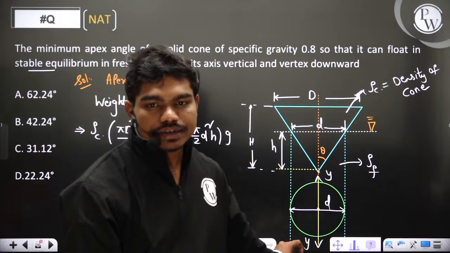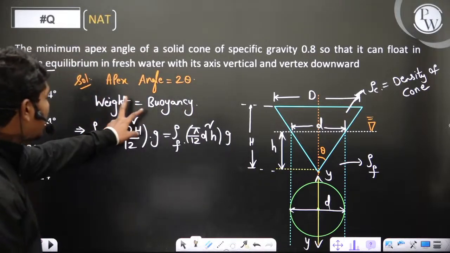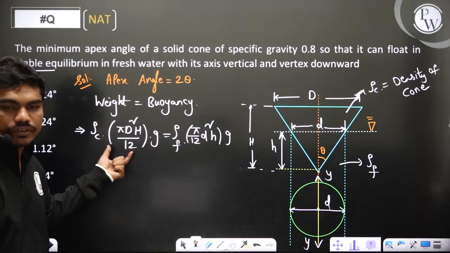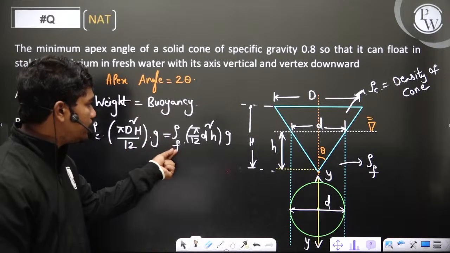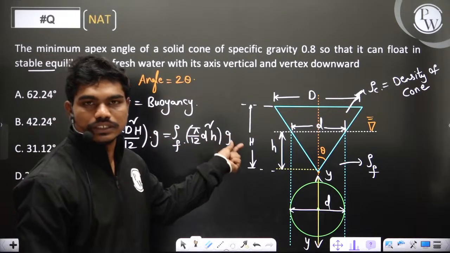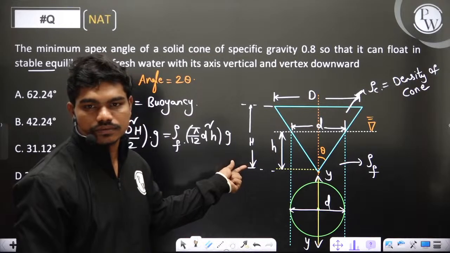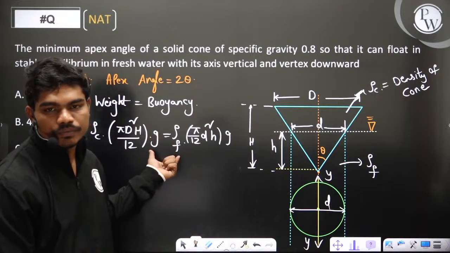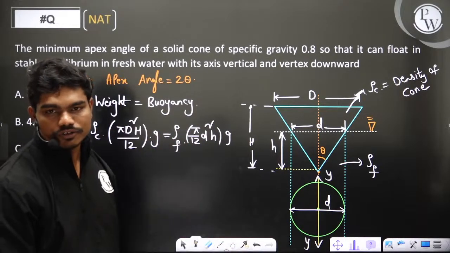Fine. Weight is rho g. Weight should actually balance the buoyancy. So weight of the cone, which is density of the cone multiplied by volume of the cone into g, should be equal to density of the fluid into pi by 12 d square h into g actually. Yes? Yes or no? Please type in the chat box. Is this equation clear to all of you? If this equation is clear, then we'll move forward.